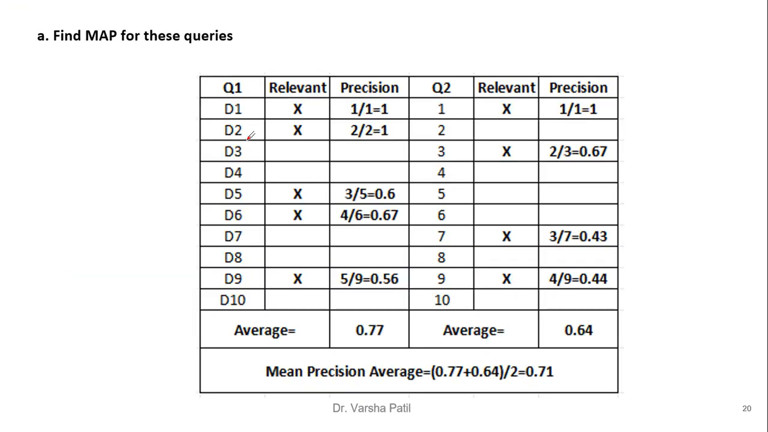Now find the MAP for this query. For the first Q, 5 documents are relevant, and for the second, 4 documents are relevant. So this is D1 to D10, relevant location, their precision, and we calculate the average. In the numerator 1, 2, total 3, total 4, total 5 comes, and the denominator is nothing but the total number of documents retrieved. So this is for Q1, and this is for Q2. When we represent the problem in table manner, it is very easy to calculate. So 0.77, this is 0.64. Again we will take the average of both to get the mean average precision.